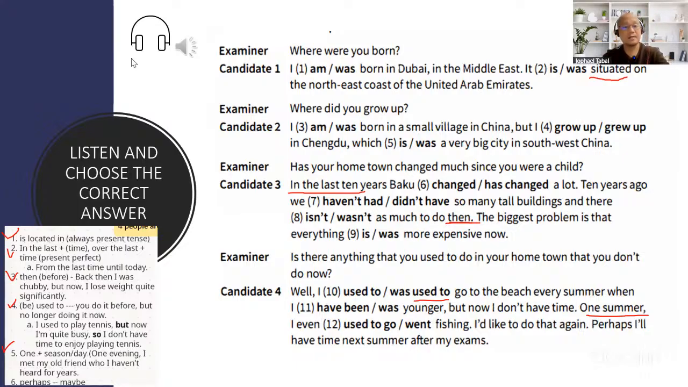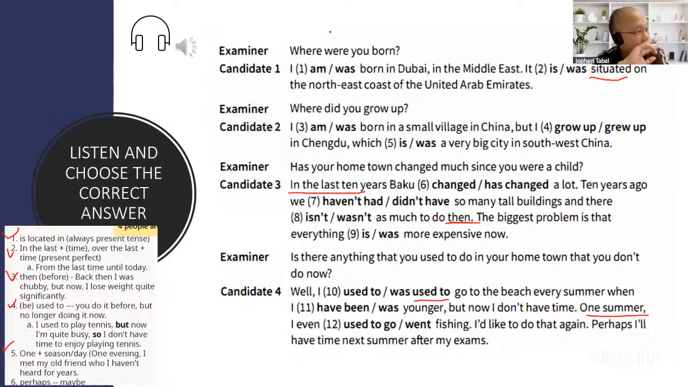So let's listen one more time, and I want you to encircle the correct answer. One. Where were you born? I was born in Dubai, in the Middle East. It's situated on the northeast coast of the United Arab Emirates. Two. Where did you grow up? I was born in a small village in China, but I grew up in Chengdu, which is a very big city in southwest China.